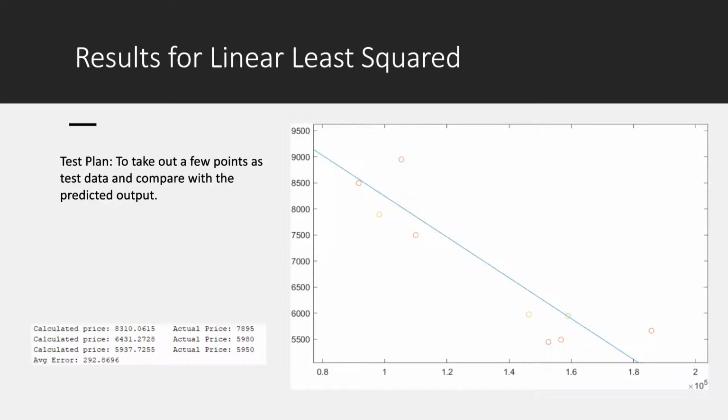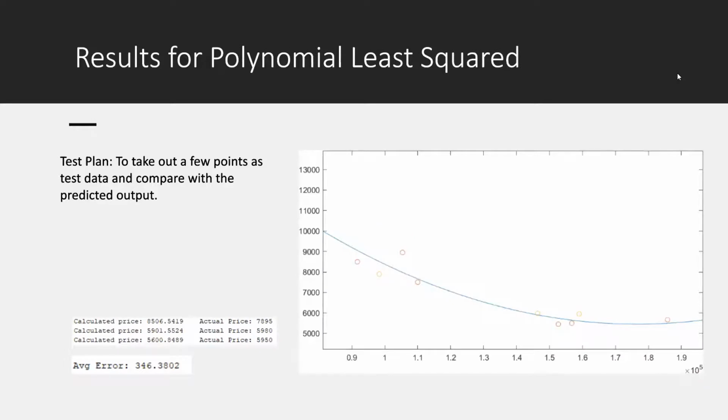So as you can see here, we ran the interpolation for the linear least squares, and on the bottom left we can see the 3 data points we used for comparing. We have the calculated price, which is the estimated price given by the interpolation, and the actual price that came from the data set. To calculate the error for this interpolation method, we find the difference between the actual price and the calculated price, and then we average it. So our average error is the average absolute error between the 3 data points.